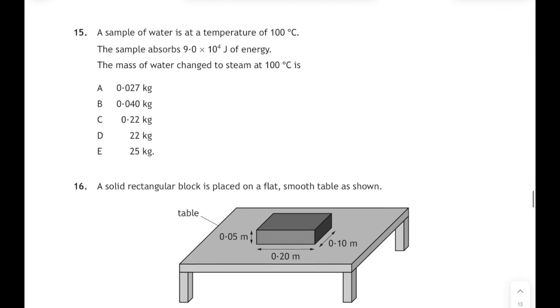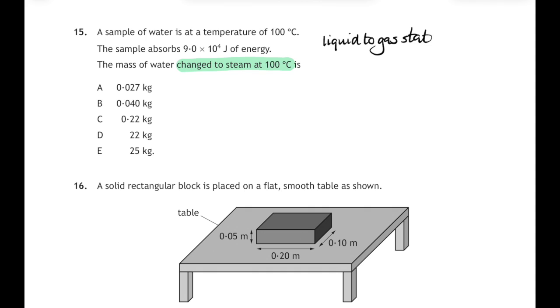Question 15. A sample of water is at a temperature of 100 degrees C. The sample absorbs 9 times 10 to the 4 joules of energy, and we have to work out the mass of water changed to steam at 100 degrees C. So we've got a liquid changing to a gas here, and we need the state change relationship E_H equals m L, and because it's a vaporization state change, I'm putting a little subscript V there. The heat energy supplied was 9 times 10 to the 4, and that will be equal to the mass times the specific latent heat of vaporization of water.